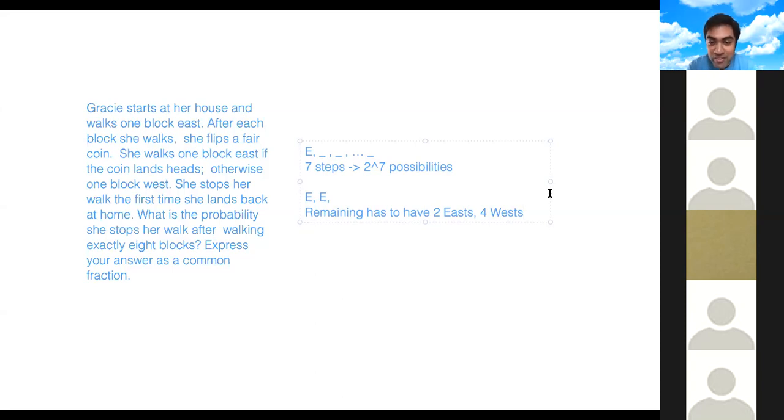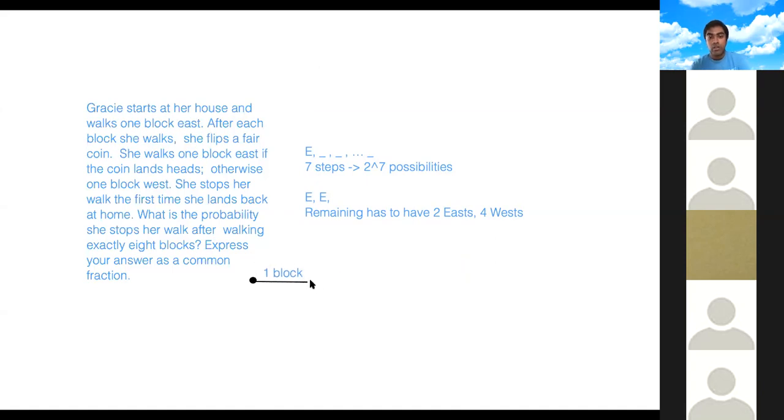Yeah. Good. Okay. So let's go over what Pavan was explaining here, and let's think about this pictorially. So you have Gracie starts from this house and moves 1 unit east. So she moves 1 block east.